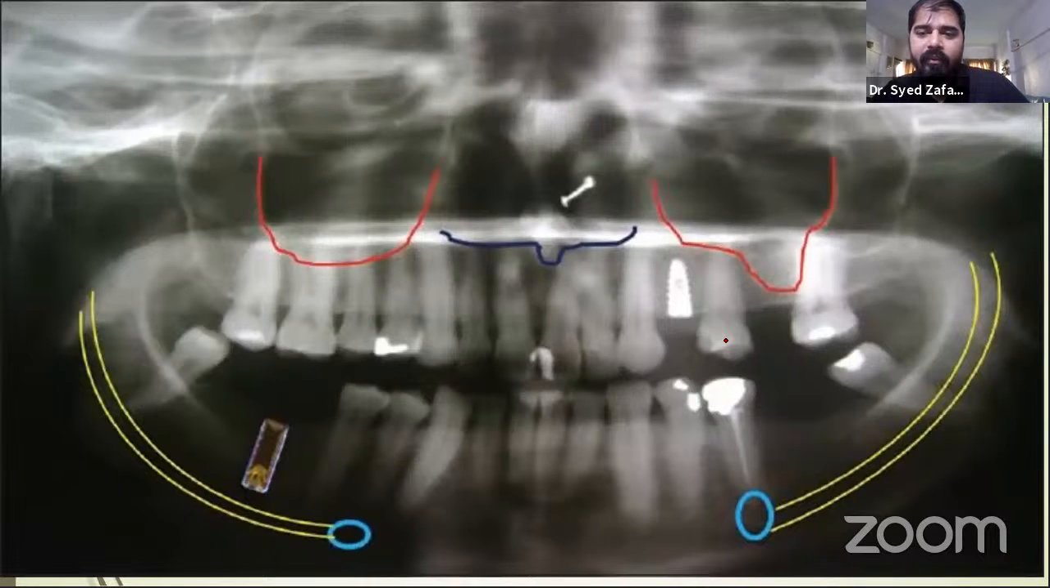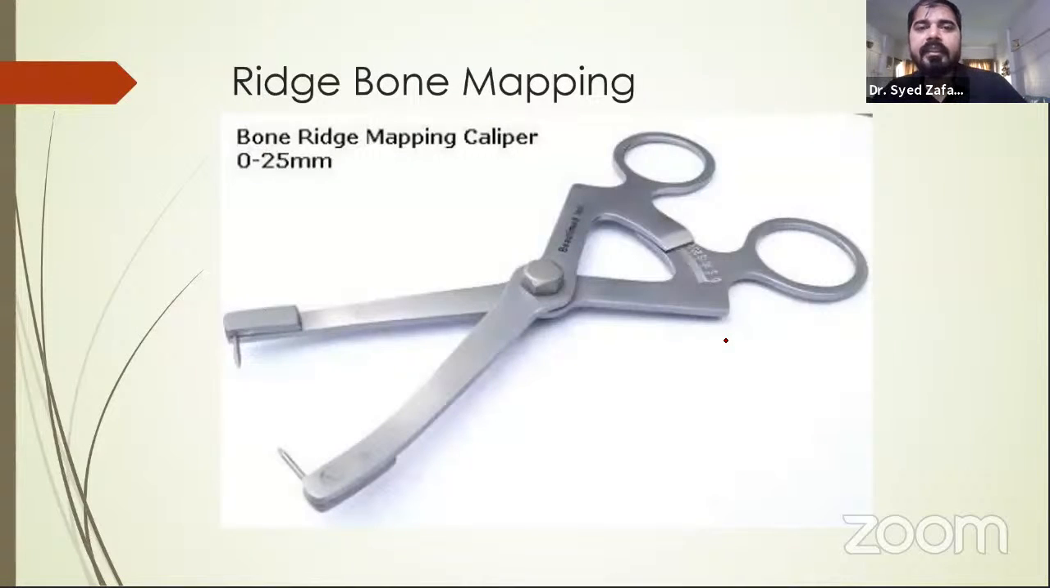This is the same thing we have already discussed. You can use this for diameter marking: a vernier caliper, or this ridge mapping, ridge bone device. This is without raising a flap. You anesthetize the patient. You press the bone with these two sharp edges. It will hit the bone over here. You will know how much the diameter is over there.